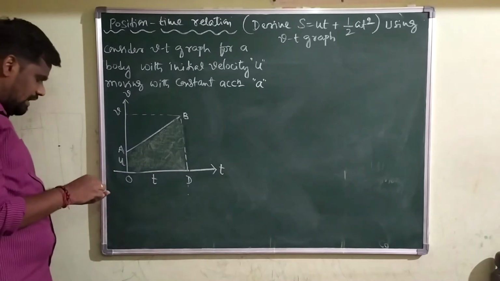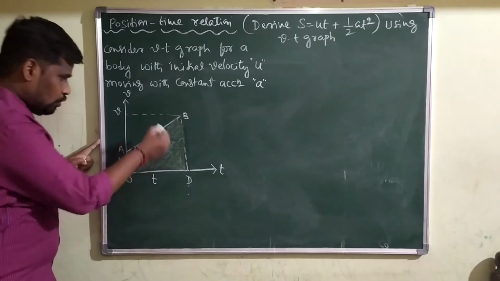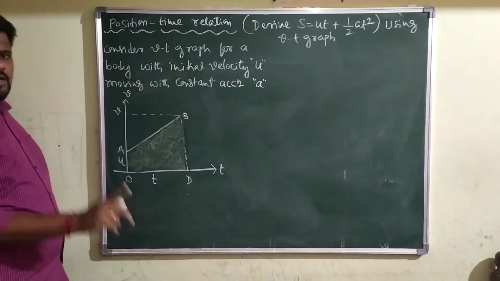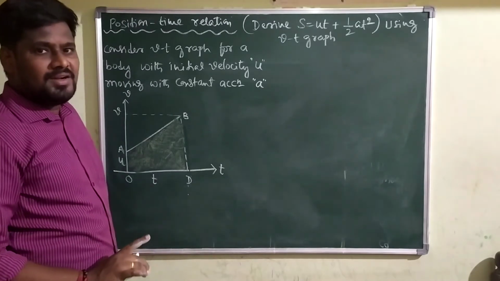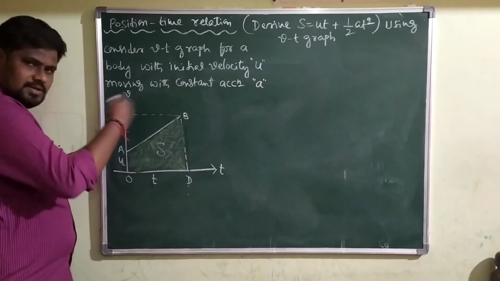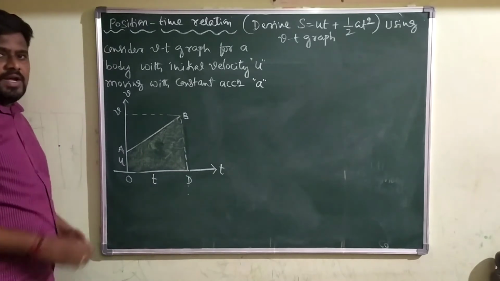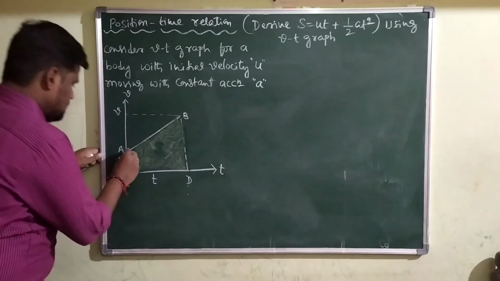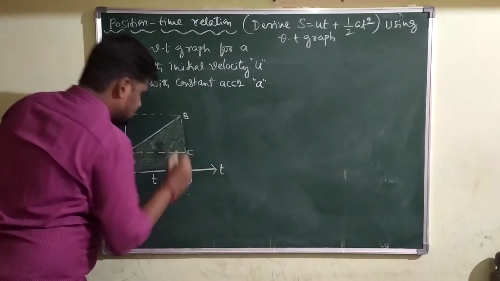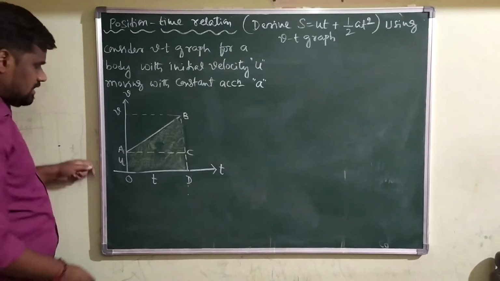Which is the total area? So the shaded region is called total area. If you are capable of determining that total area, it is giving the value of distance traveled by the body. Whatever the area which is existing under the graph, I will divide into two parts. I will draw one horizontal line, and this point I will call it as C, and I will divide the area into two parts. Which are the two parts here?